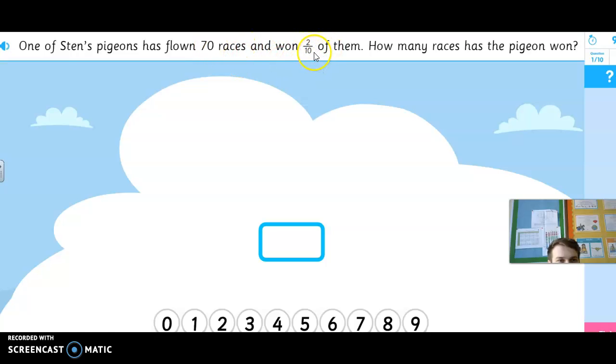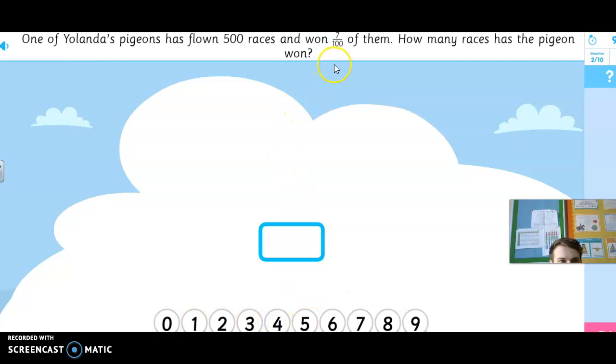So 70 divided by 10, what does that give us? Actually, it was the right number the first time, that's 7. But we're not finished yet, because that was 1/10 and we need 2/10. So we need to take our 7 and multiply it by 2, which is 14.